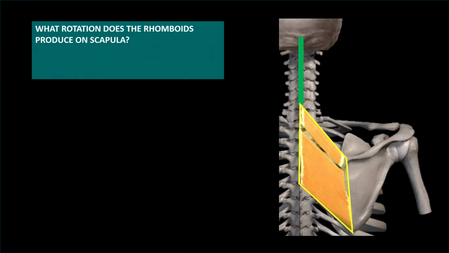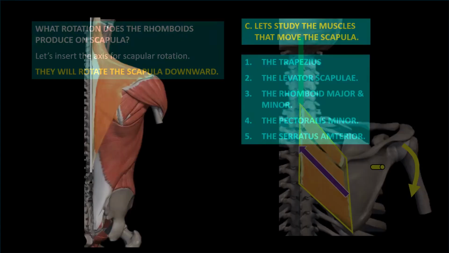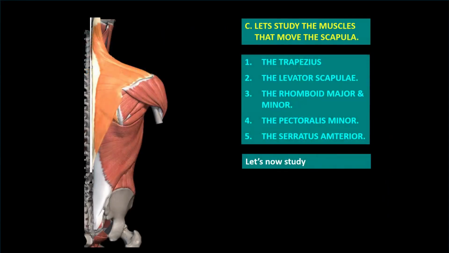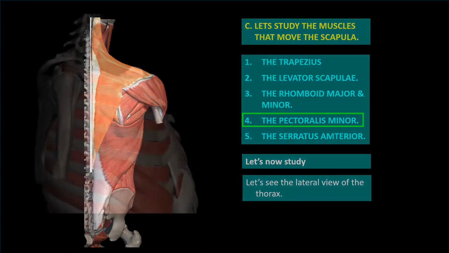What rotation does the rhomboid produce on the scapula? Let's insert the axis of the scapular rotation. They will rotate the scapula downwards. Let's now study the pectoralis minor. Let's see the lateral view of the thorax.